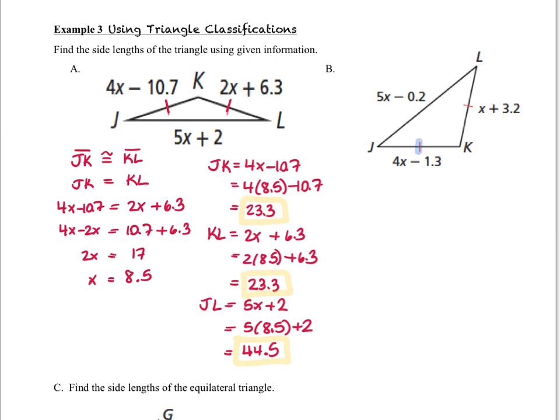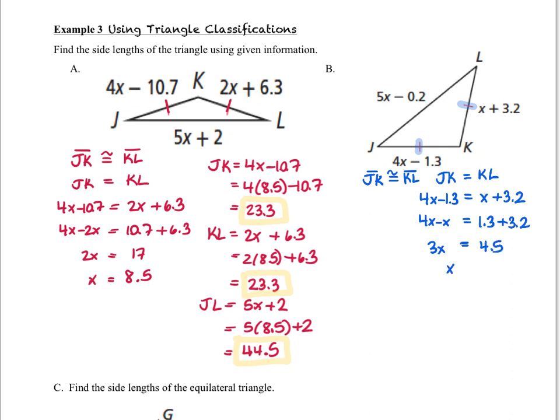Here again we have two congruent sides, which means that the side lengths are equal, and because we have expressions for both of those side lengths, we can plug in. Once we have the algebraic equation set up, of course we can solve. So we're going to have 4x minus x on this side and 1.3 plus 3.2 on this side. That means that 3x is equal to 4.5 and x is equal to 4.5 divided by 3, which is 1.5.